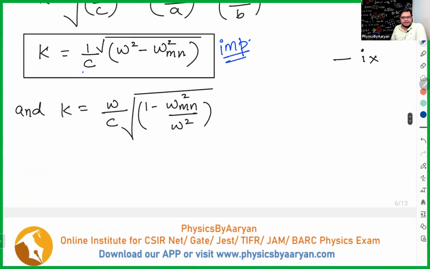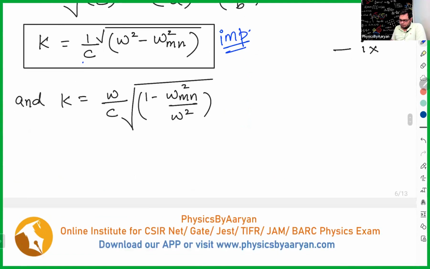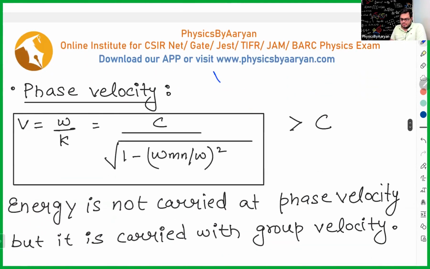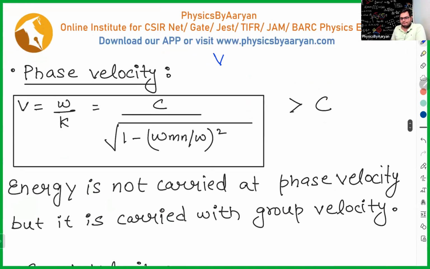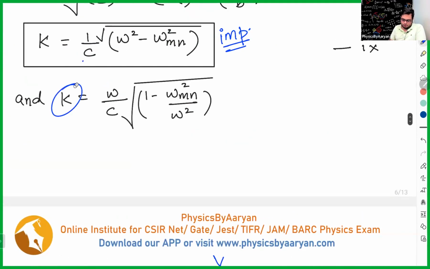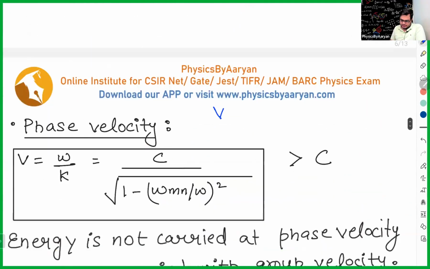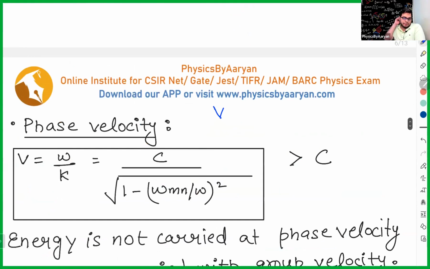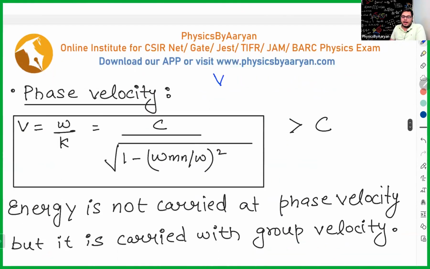Why did I do this? Because I wanted to write two things. One of them is known as phase velocity. Phase velocity is basically how fast the electric field and magnetic field are oscillating. Phase velocity does not mean how fast the wave is moving. It means how fast the electric field and magnetic field are oscillating, and that is given by omega by k. If you do omega by k, you already have this omega, you already have this k. If you just divide both of them, you get c by the square root of 1 minus omega mn by omega, whole square.